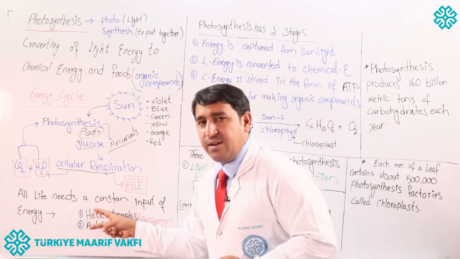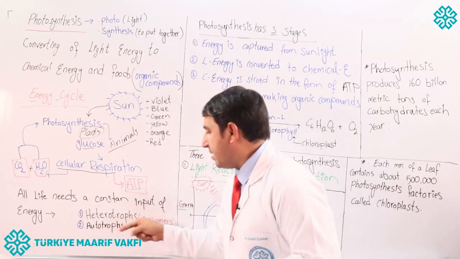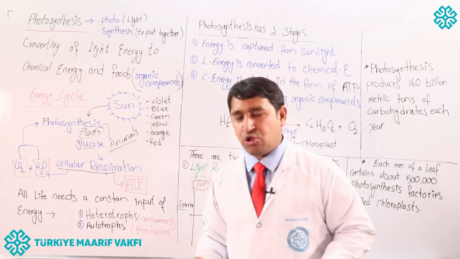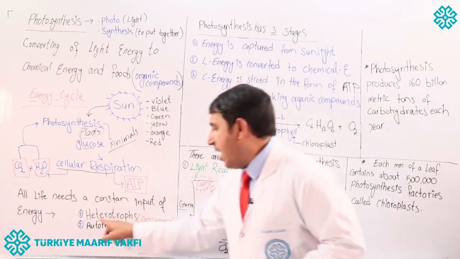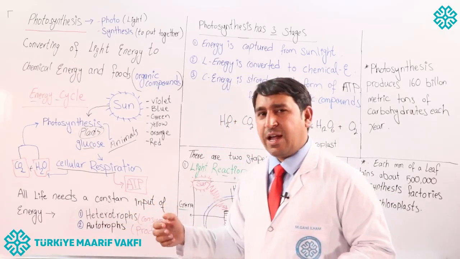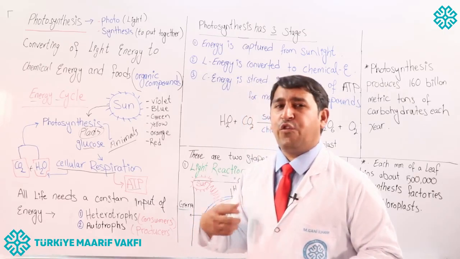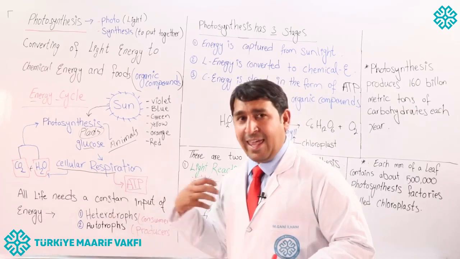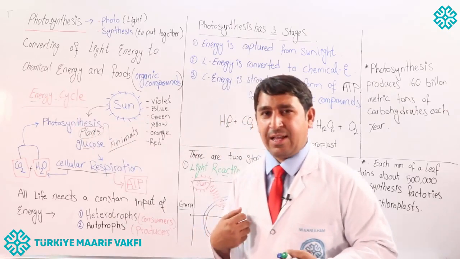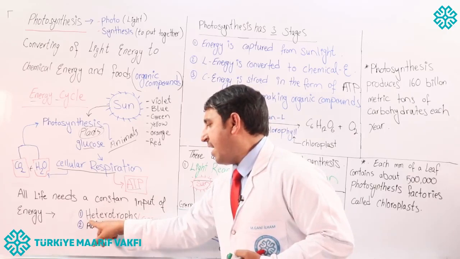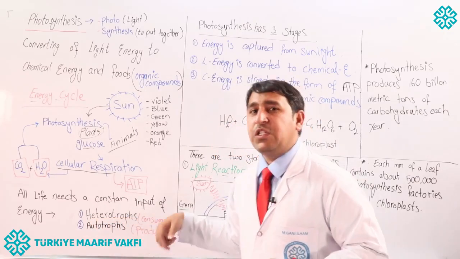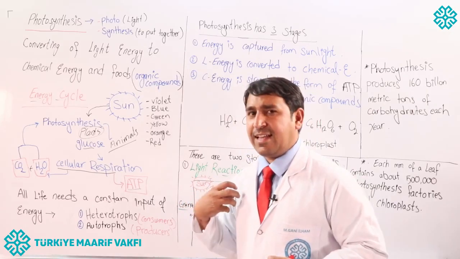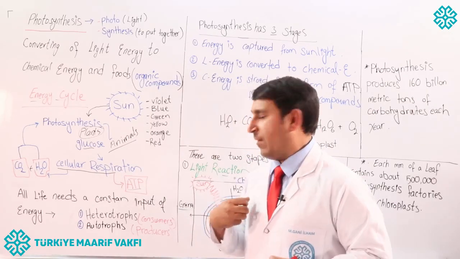So we can say there are two types of living organisms. The first one is heterotroph and the second type is autotroph. What is the difference between them? Heterotrophs are those living organisms which cannot make their own food by themselves. So in that case, they need to take food from other living organisms. So we can say that heterotrophs are consumers, they are users. They use foods and they take these foods from other living organisms.